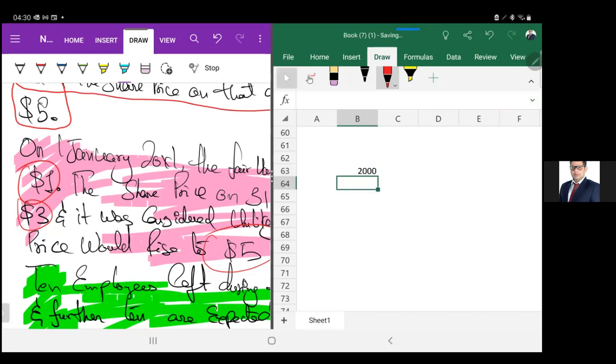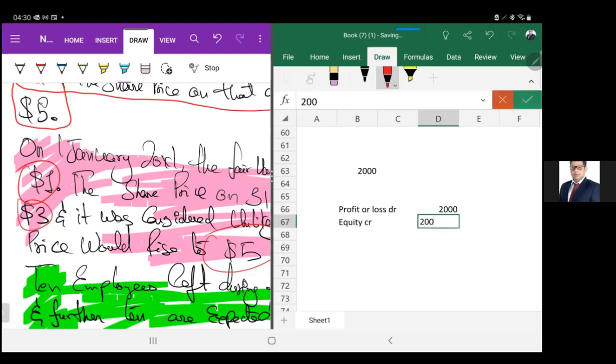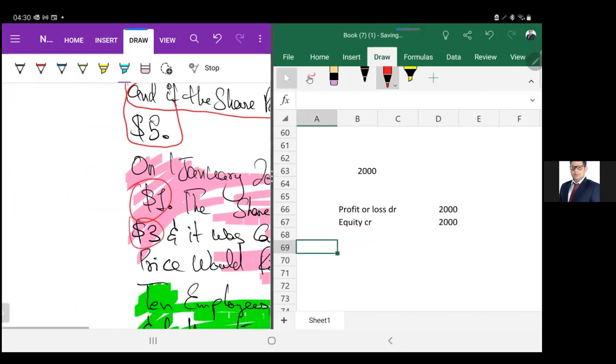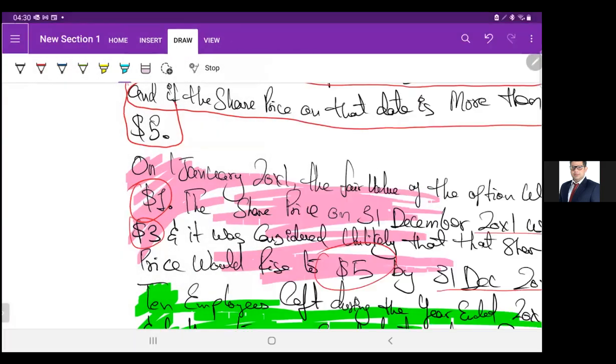So how much will we get? 2000. The entry to recognize this will be profit or loss debit 2000, equity, or you can say share capital, credit 2000. That's it for this part of the question. I hope you get it right. Let's move on to the next part.